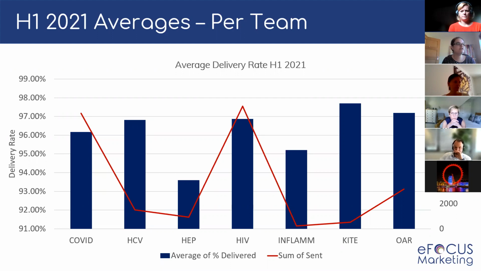So delivery rates are looking pretty good. There's some a little bit lower than I would like, but that's mostly the HEP and Inflam ones, which we don't do too much of, and obviously Inflam have gone now, so we don't need to worry about those.